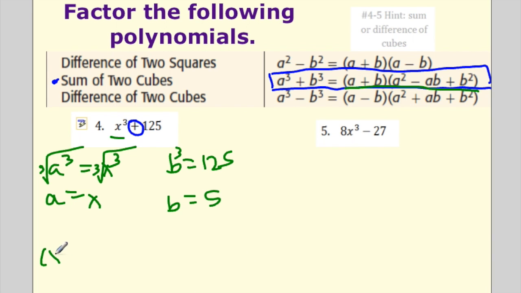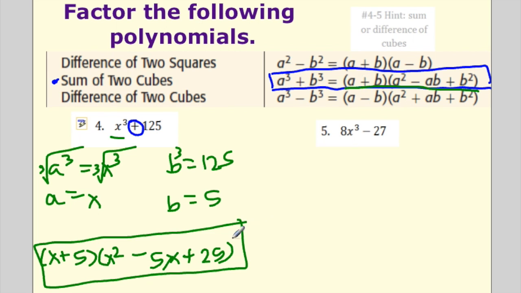It's a plus b, so x plus 5. Then I would have my a squared, so x squared, minus a times b, so 5 times x, so 5x, plus my b squared, 5 squared, which is 25. There is my sum of perfect cubes factored.